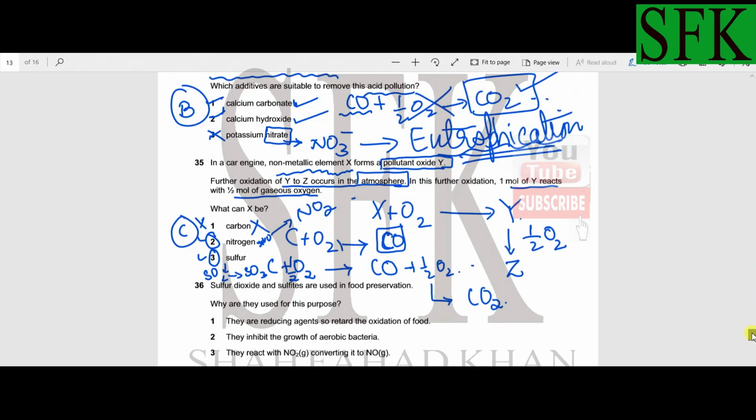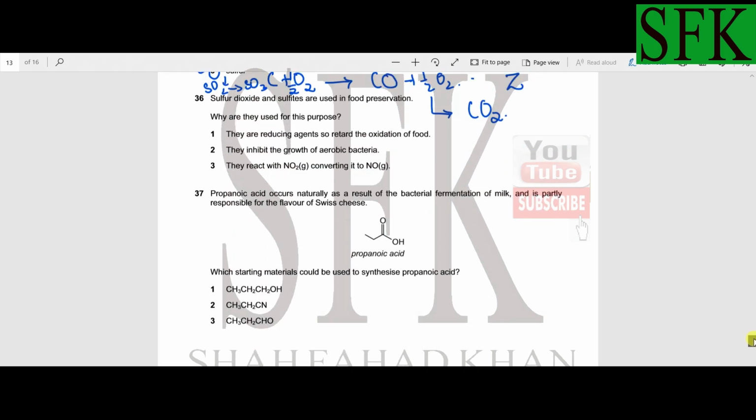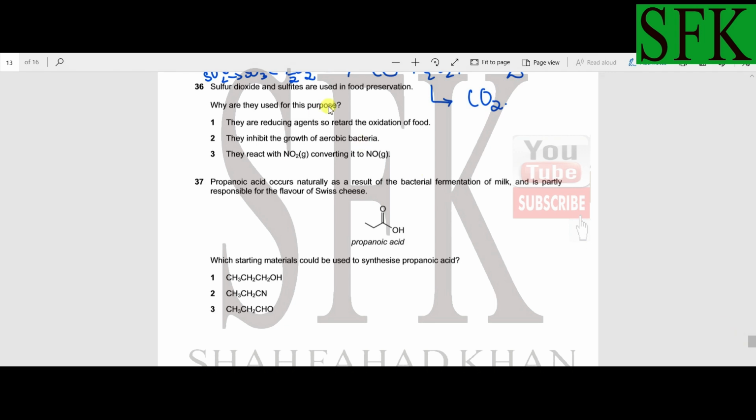Now let's look at the next MCQ 36. Sulfur dioxide and sulfides are used in food preservation. Why are they used for this purpose? Sulfur dioxide is used to kill germs, and they are reducing agents. Sulfur dioxide is a reducing agent, so it prevents the oxidation of food. Then they inhibit the growth of aerobic bacteria. Yes, that's also correct. They react with nitrogen dioxide, converting it into nitric oxide.